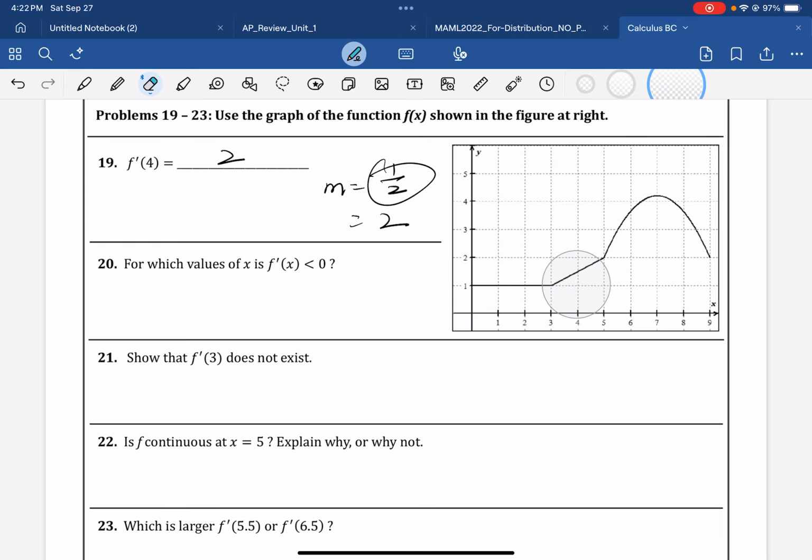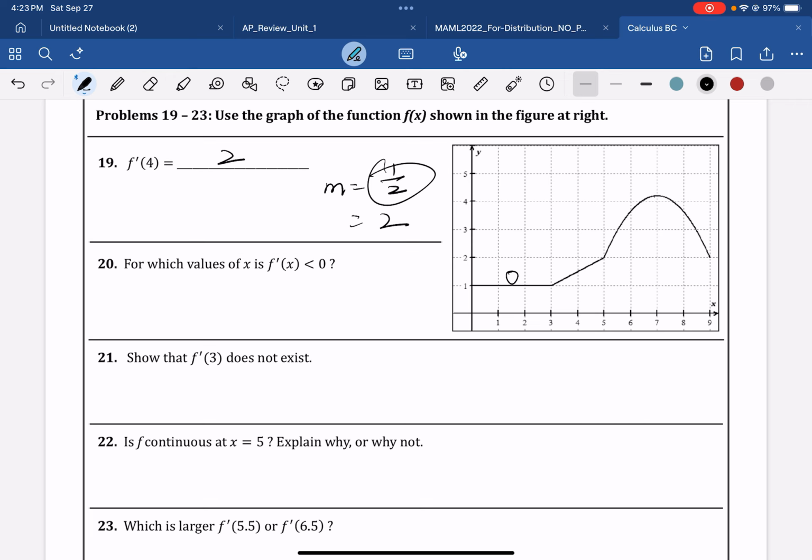The next question, number 20: for which value of x is f prime of x less than 0? For this one, we have to analyze each piece of the function and see how the slope, the rate of change, goes. From 0 to 3, this is just a horizontal line, which means there's no slope and no change, so the derivative is 0. For this one, it goes up, which means the derivative is positive.